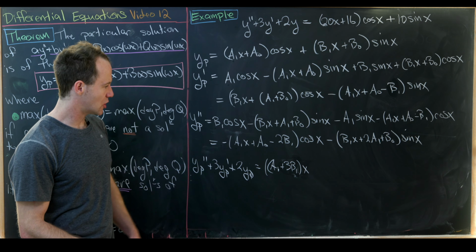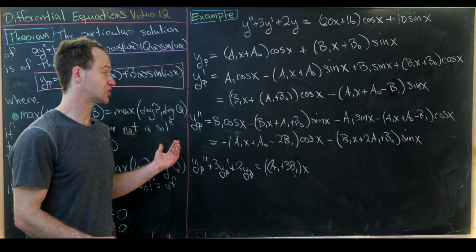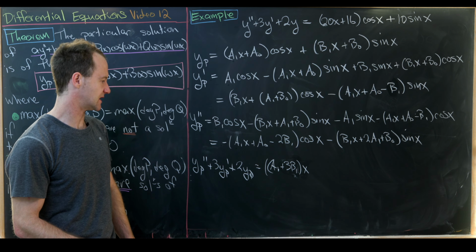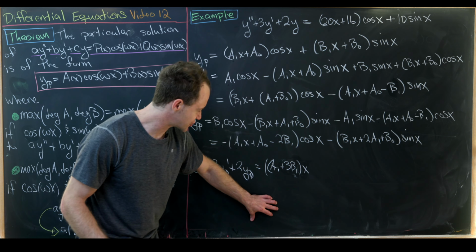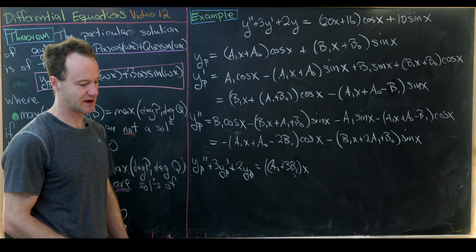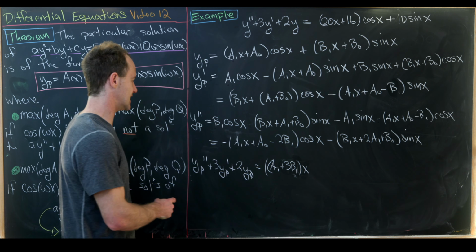Now let's see the coefficient of just cosine of x, so the constant times cosine of x. Let's maybe do a scratch calculation down here so we make sure not to make a mistake.